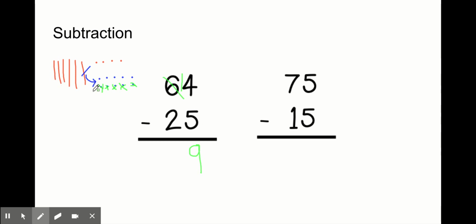Now, instead of 6 tens, how many do I have? 1, 2, 3, 4, 5. 5 tens. Can I take 2 tens away? Let's see. 1, 2. Yep. How many are left? 3. 64 minus 25 is 39. Now we're going to do 75 minus 15, but we're just going to do it the vertical way.